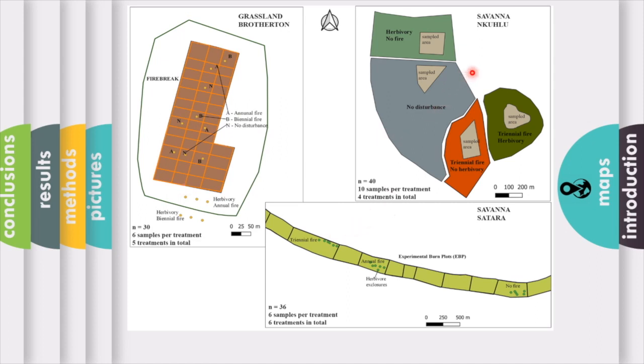And then in the savannah we have Nkuhlu, where this blue and orange part represent the exclusion, where herbivores are excluded, whilst in these 2 areas herbivores are allowed movement, but in this area there's no burning, whereas here there's burning. And then in Satara, these are all burn plots, and we selected a no disturbance plot, a plot that is burnt annually, and one that is burnt every 3 years. And then these green dots show the location of the herbivore exclosures within those sites, that I'll show in the next slide.